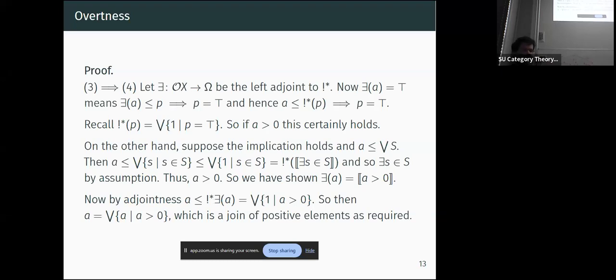Okay, so we've shown that it is over. Sorry, Graham. So you say A equals the join of A such that A is positive? Yeah, it's the join of this, which is a sub-singleton.